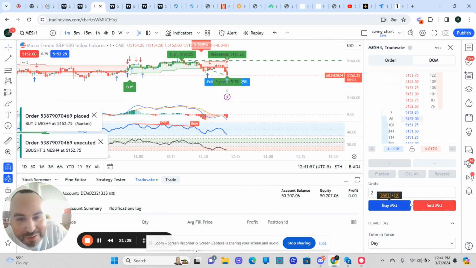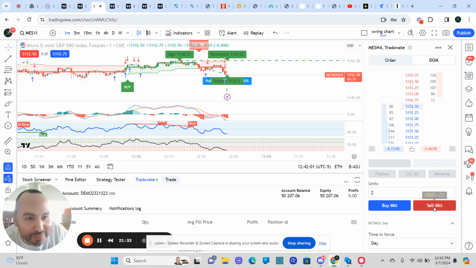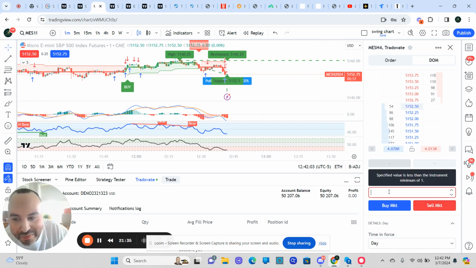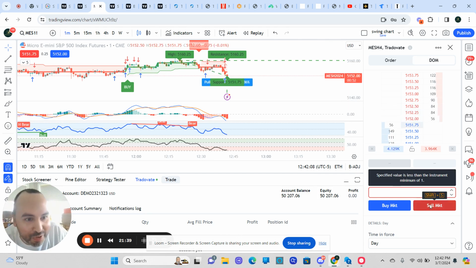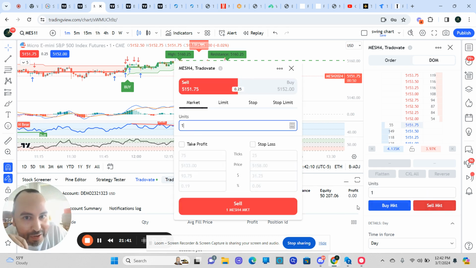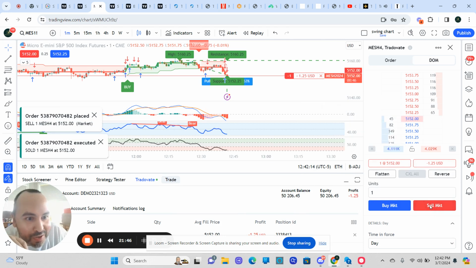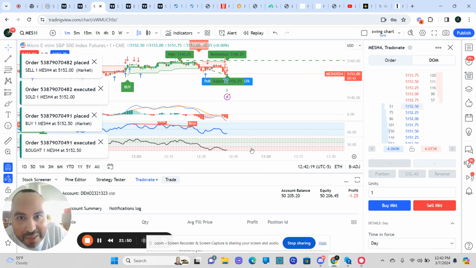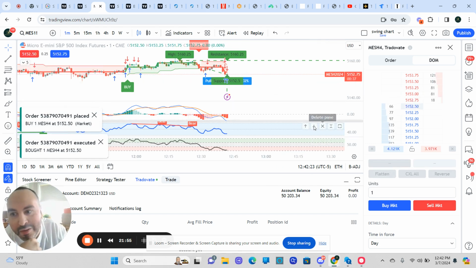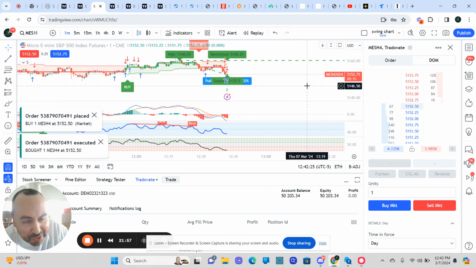This is why it's important to mess around with a demo account first, right? Because if you just see what I just did, I shorted it and bought it, right? But then I also went and hit sell again and it bought another contract short. What I have to do is hit buy and that will close out the position. Now I have no positions open. See what I mean? But you can see how easy that is, right?